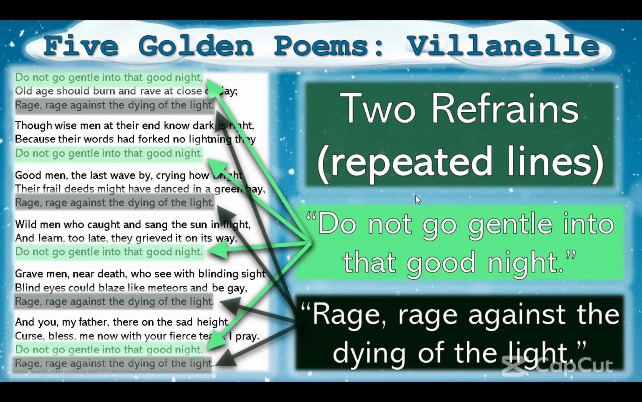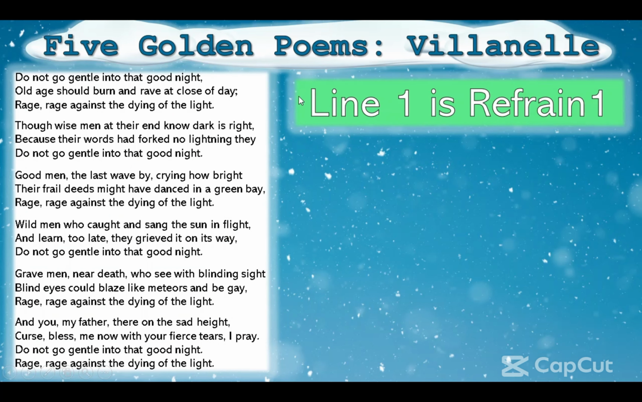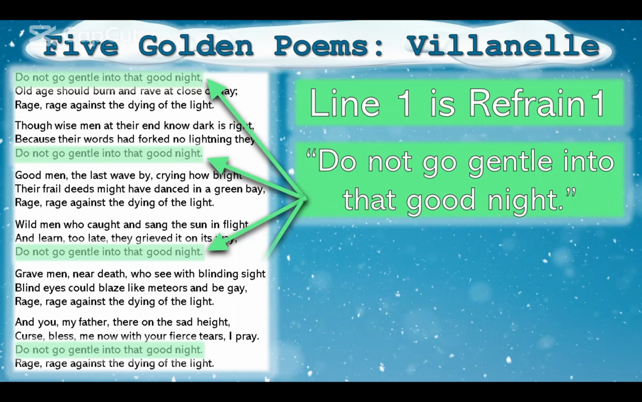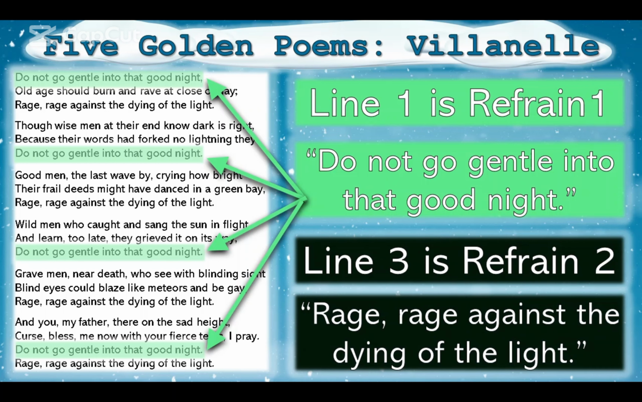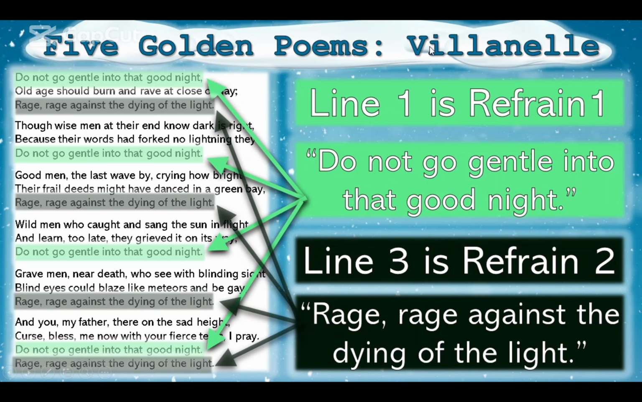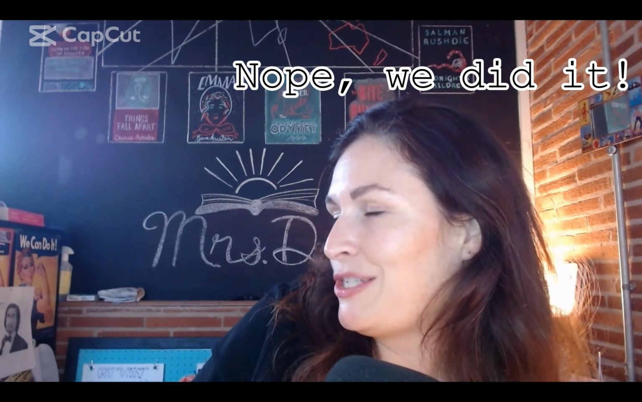The other thing about the refrains, remember refrains, just repeated lines. The other thing about the refrains is that line 1 of the poem is refrain 1. And line 3 of the poem is refrain 2. So the first line of the poem is refrain 1, and the third line of the poem is refrain 2, and then they get repeated down here. That's it. Oh my God, you made it sound like this was going to be hard. I know, right? Totally easy.